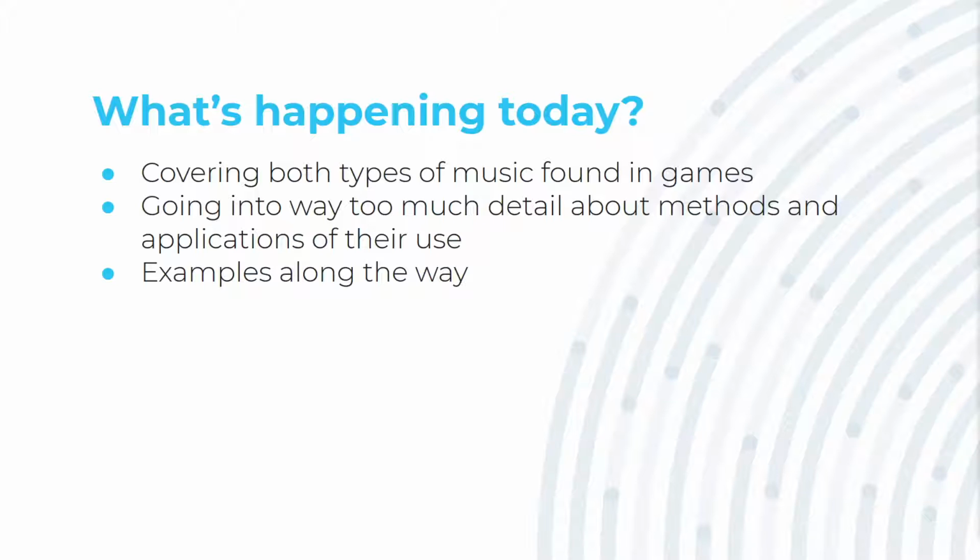So what's happening today? We're gonna be covering both types of music found in games: the titular linear and adaptive music. We're going to go into a lot of detail about different methods and applications for their use, and of course some examples along the way, and maybe even a couple of pictures, because we hadn't actually thrown in any pictures until last week, which is kind of insane.